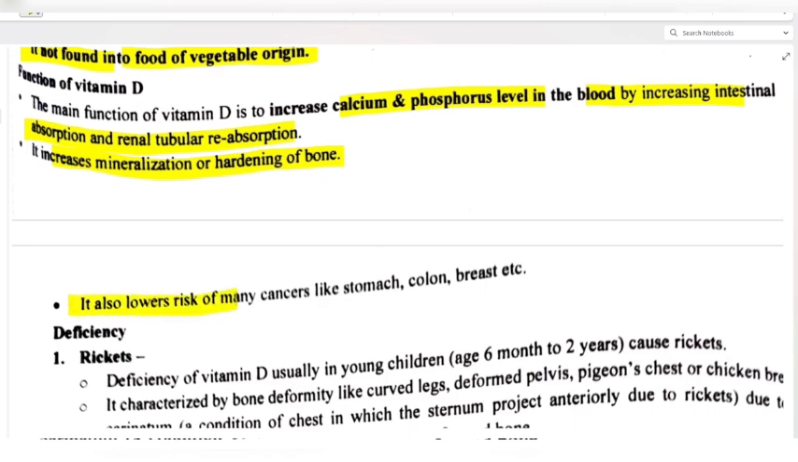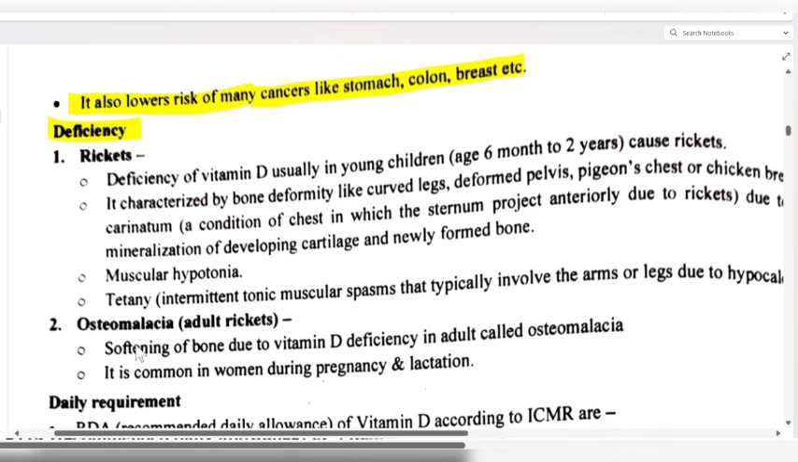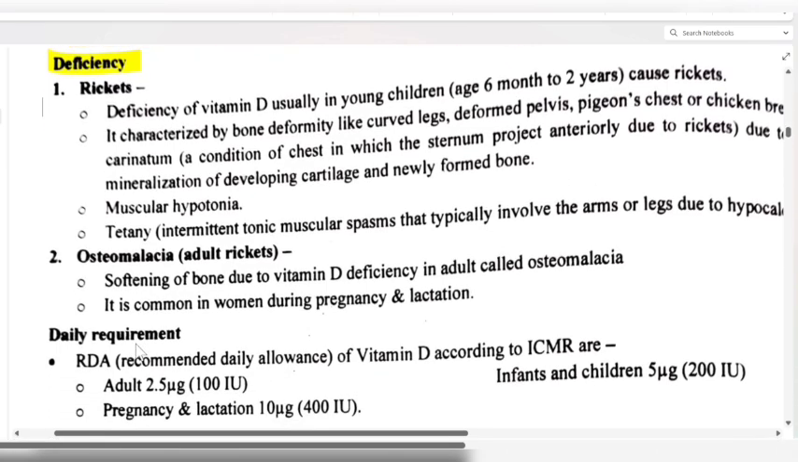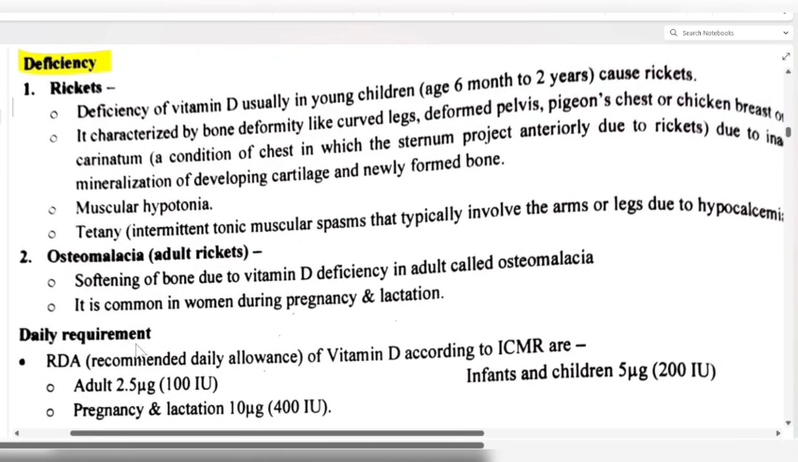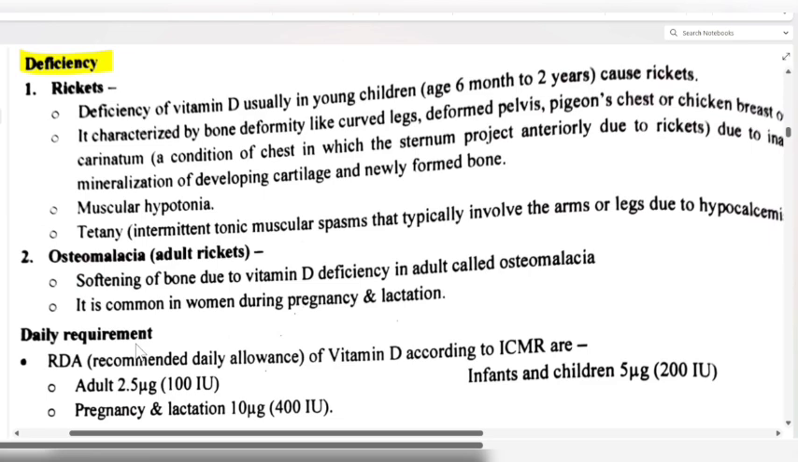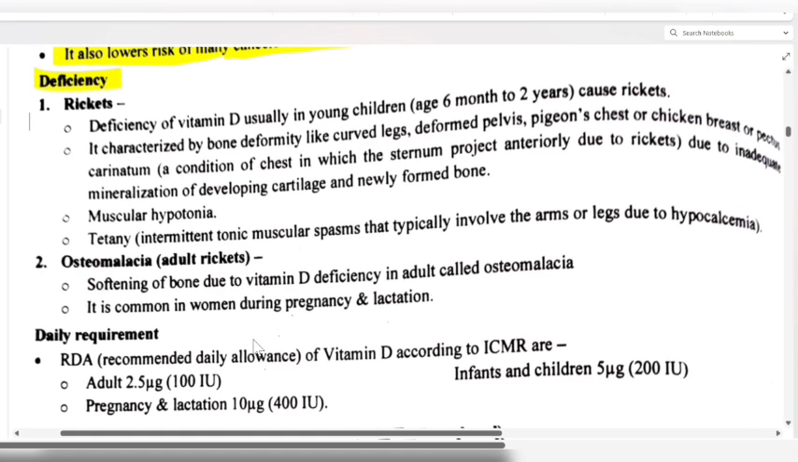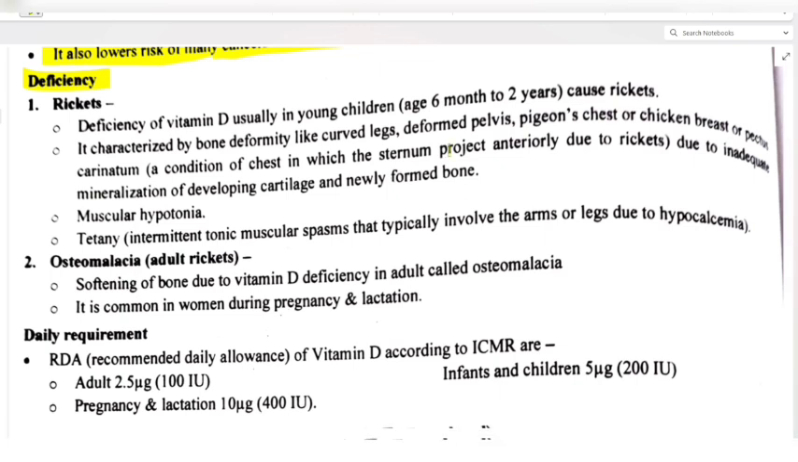It also lowers risk of many cancers like stomach, colon and breast. Now deficiency, that is rickets. Deficiency of vitamin D, usually in young children, that is age 6 months to 2 years, causes rickets. It is characterized by bone deformity like curved legs, deformed pelvis, pigeon's chest or chicken breast or pectus carinatum, a condition of chest in which the sternum projects anteriorly due to the rickets.